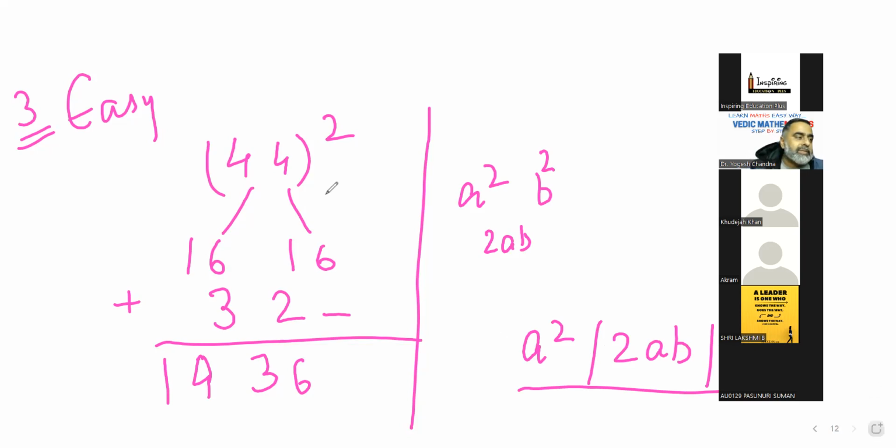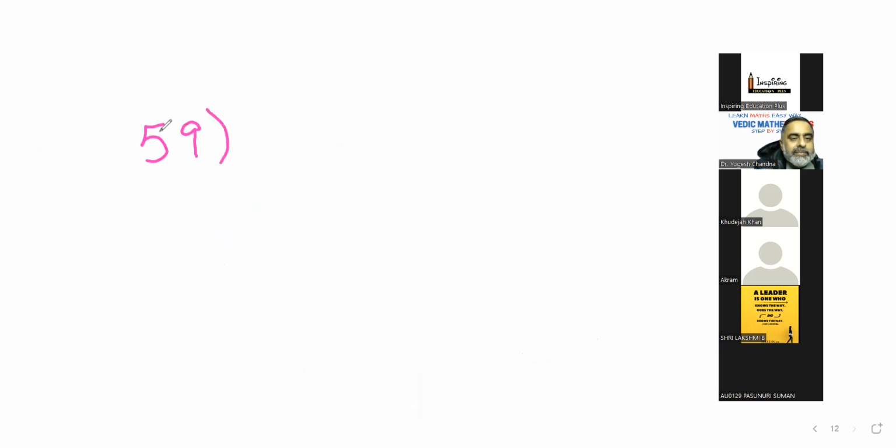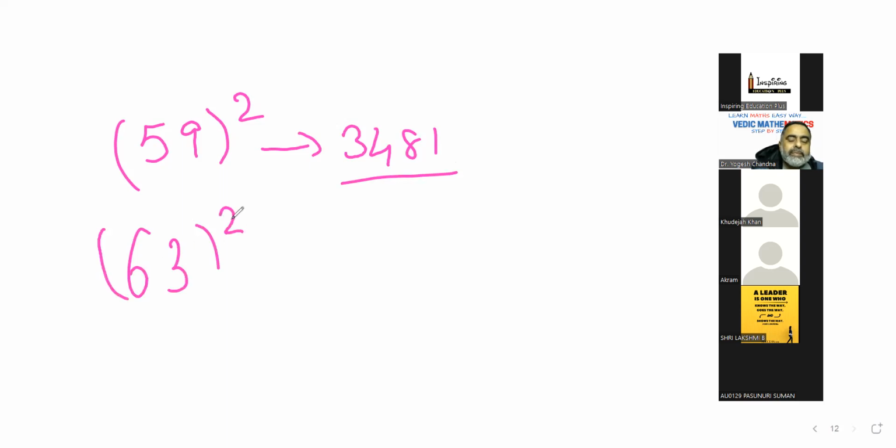Right, now let's do some questions. 59 square. Because now I'm not asking you how the first formula was derived, just the final. Yes, 59 square. 3481. Okay. Suman, yes, sir. 3481. Suja, Akram, Shri Lakshmi. Yes, sir. 3481. Chalo. 63 square. 3969. 3969, sir. Karishma, what happened?